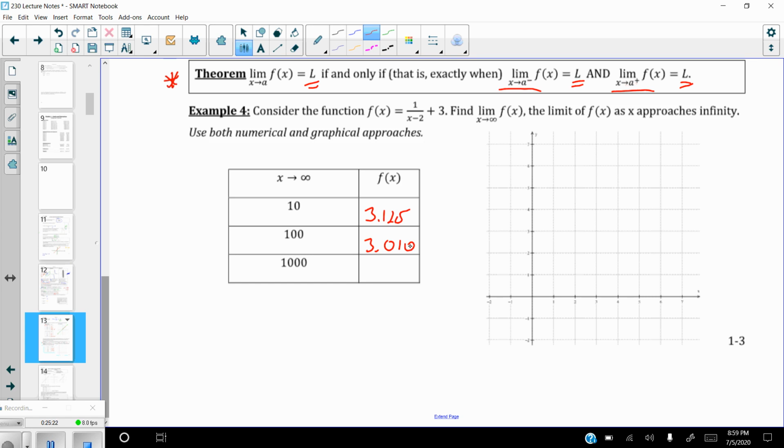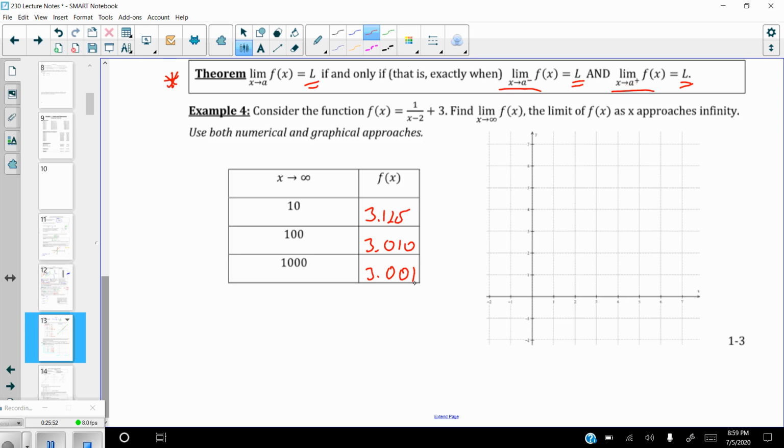So that'll be 1 divided by, let's see, 1,000 minus 2 is 998, and then we have to add 3 to it. And it would help if I typed it in my calculator correctly. And we get 3.001. So I think you can tell that we are getting really, really close to 3. Okay, and I am actually going to say that 3 looks like the limit.